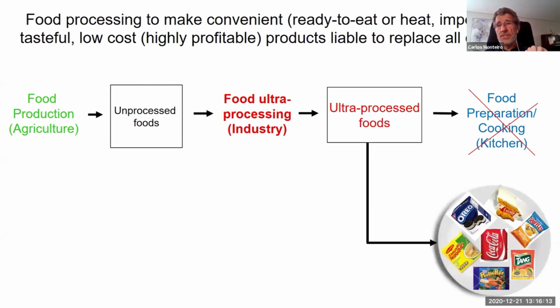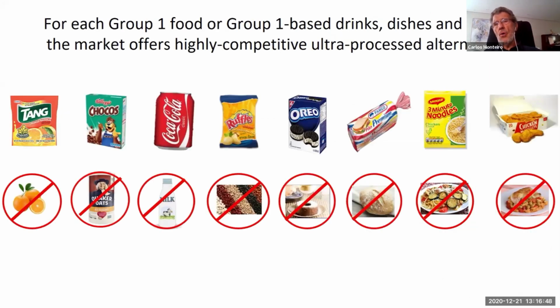But there are other purposes. Nowadays, we have other purposes of processing foods. And the fourth purpose is the one that is defined in ultra-processed foods: food processing to make convenient, ready-to-eat or heat, durable, tasteful, low-cost, meaning highly profitable products that are liable to replace all other foods. And this is maybe the most important feature of ultra-processed foods. They are manufactured to replace all other foods.